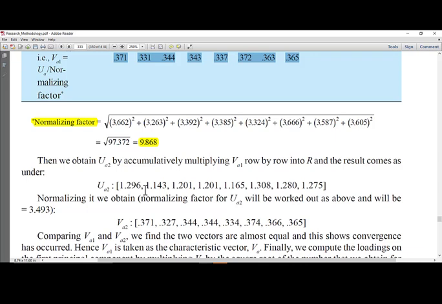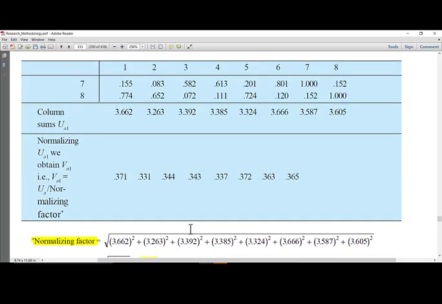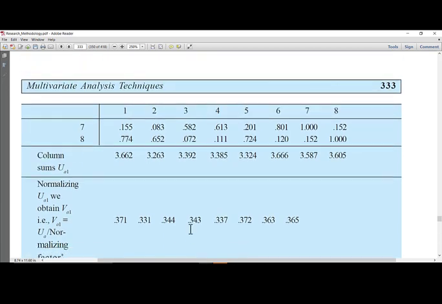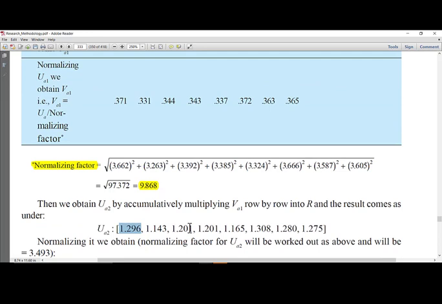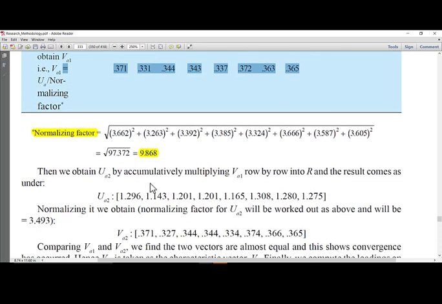So here you have to pay your attention. These values of UA2, how these are obtained, please listen carefully. And each element, for example this 1.296, how this is obtained, let us see. This 0.371, and these elements, you can see, are our VA1 elements. What he is saying is accumulatively multiplying VA1 row by row into R.